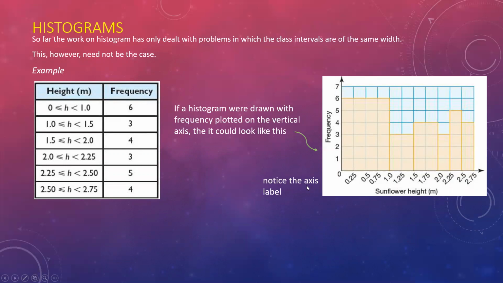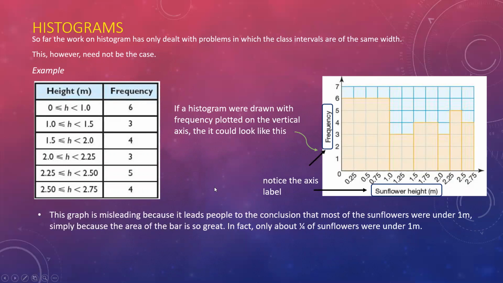But then you notice the axis. This is still frequency, and this is still the sunflower height. Let's see. This graph is actually misleading because it leads people to the conclusion that most of the sunflowers were under 1 meter, which is this one. You can see this is so big. So most of us will look at this and say, yeah, this 0 to 1 has the most sunflowers, under 1 m. But in fact, there are only 1/4 of the sunflowers under 1 meter.